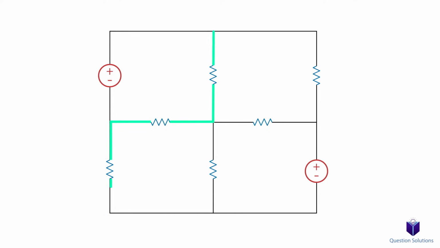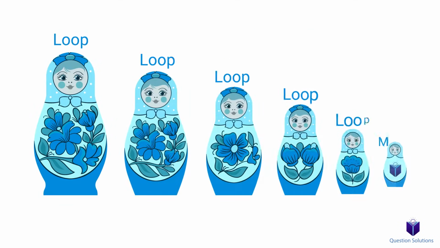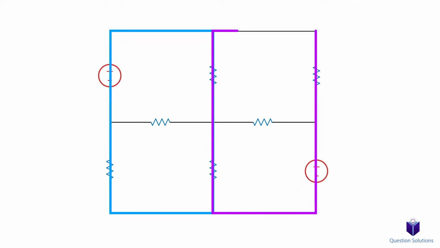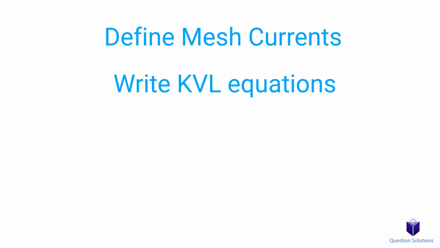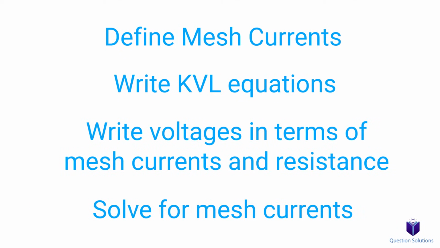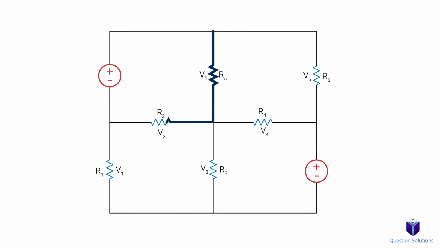So these are some loops. You know those dolls you can stack on top of each other, the nesting dolls? You can think of a mesh as the smallest of the set, the very last one. The others are all loops because they can have meshes inside. First, I will cover the basics of mesh analysis, and then we will do a bunch of examples to really understand how it works. To begin our analysis, we first have to define mesh currents.